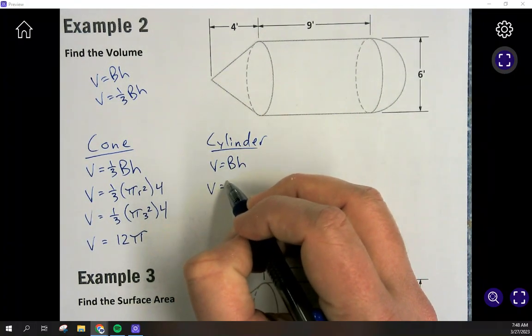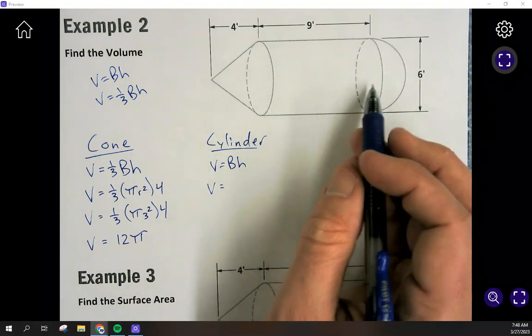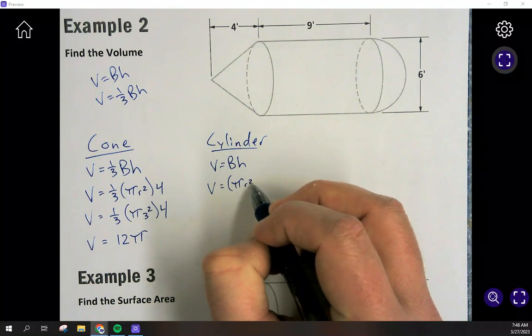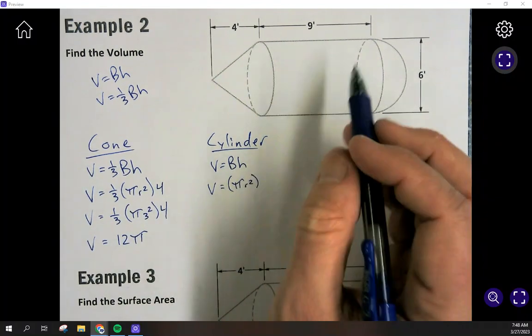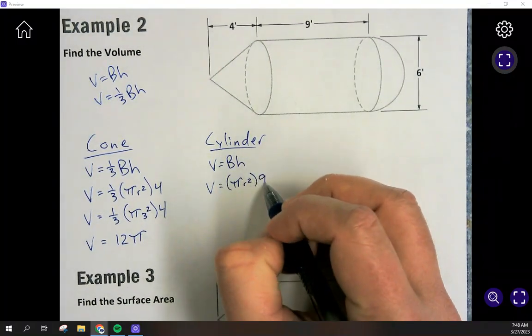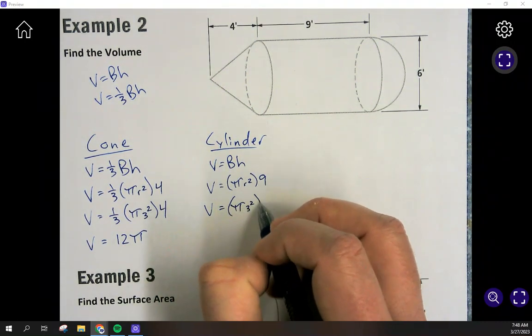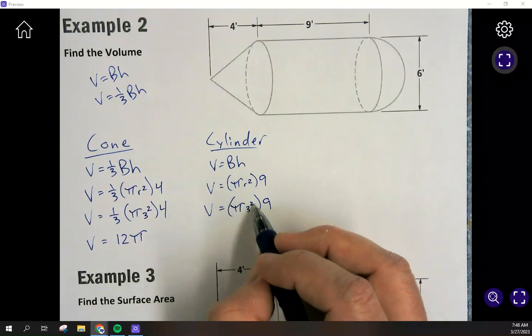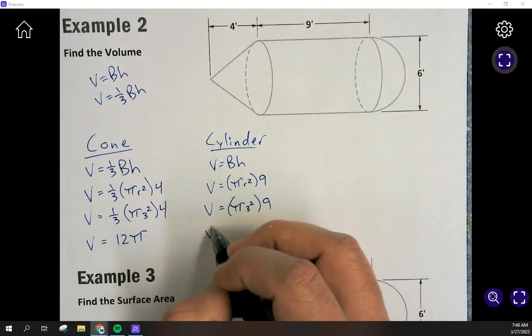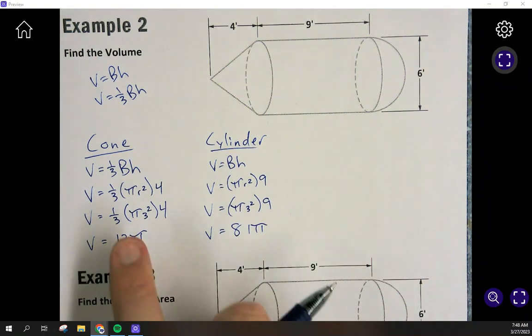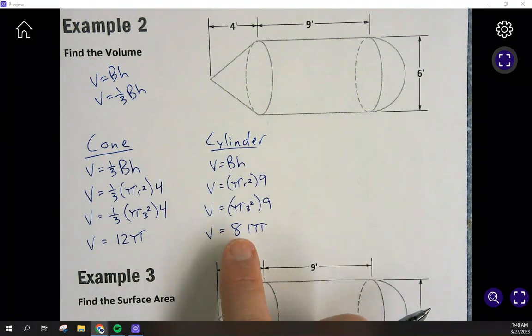Again, the base is a circle. It's the same base as we just used with the cone. Pi r squared, we'll end up dropping that 3 in there. And then the height of my cylinder is 9. So let's go ahead and drop the 3 in there. 3 squared is 9 times this 9 is 81. So this is 81 pi. So the volume of the cone is 12 pi. The volume of the cylinder is 81 pi.